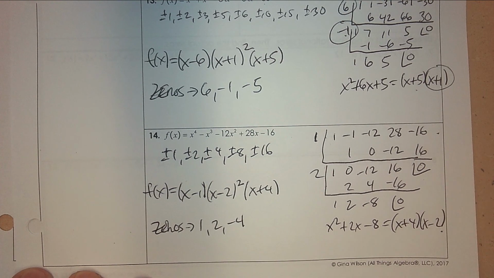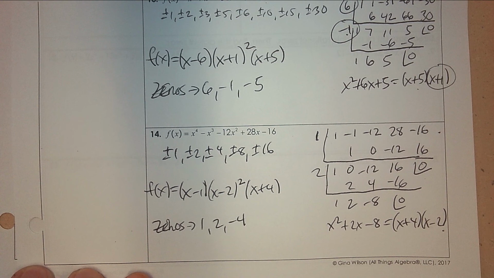Can you create a list? Can you test the list using synthetic division? If the remainder is 0, it's a 0. And then what's remained, you might have to keep testing the list until it's a quadratic and you can factor it a different way. All right, the last sheet is a homework sheet, so I'm going to do that as a separate video.